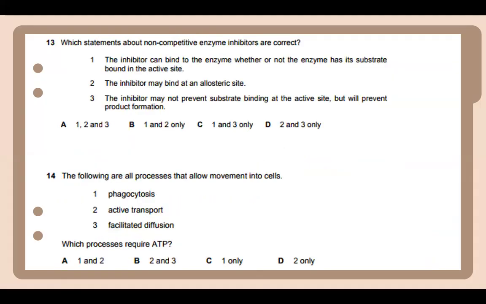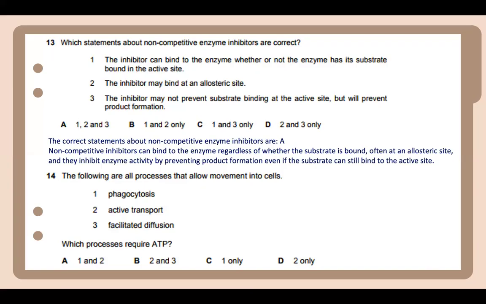Which statements about non-competitive enzyme inhibitors are correct? The correct statements about non-competitive enzyme inhibitors are all, meaning that statement 1, statement 2, and statement 3 are correct. Non-competitive inhibitors can bind to the enzyme regardless of whether the substrate is bound, often at allosteric sites, and they inhibit enzyme activity by preventing product formation even if the substrate can still bind to the active site.